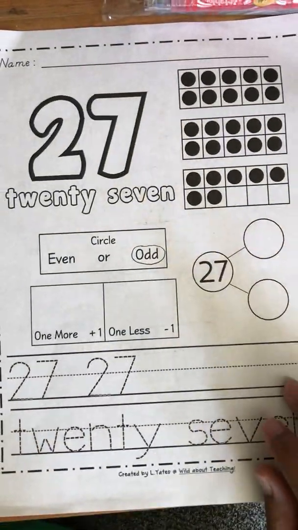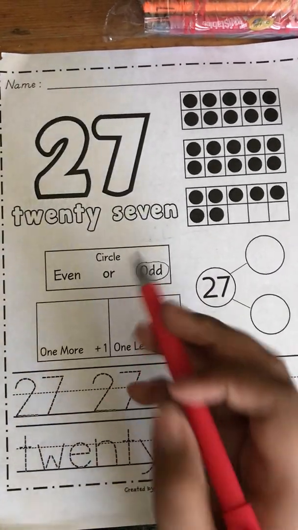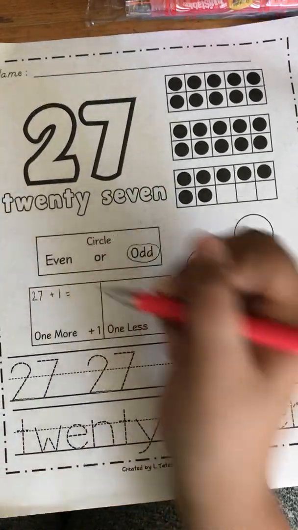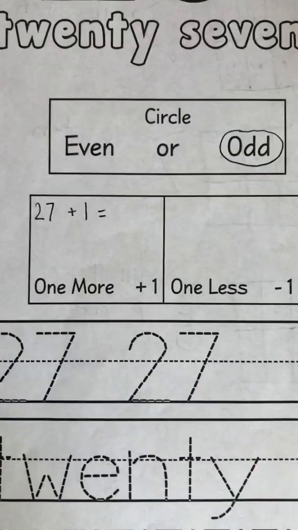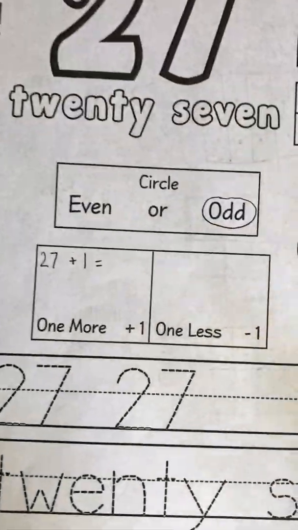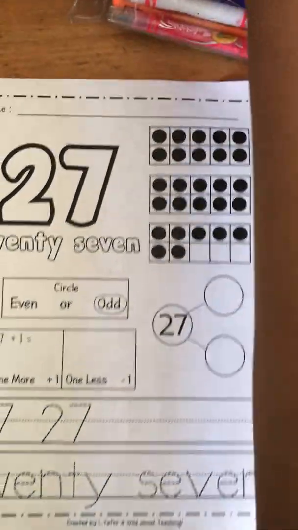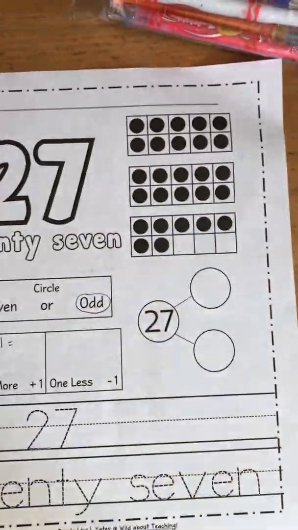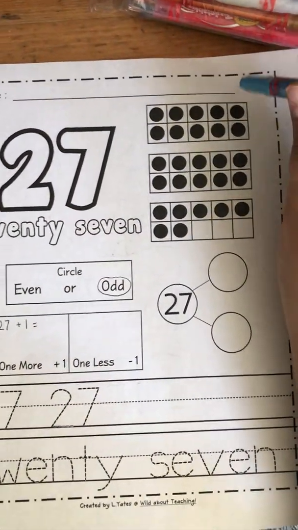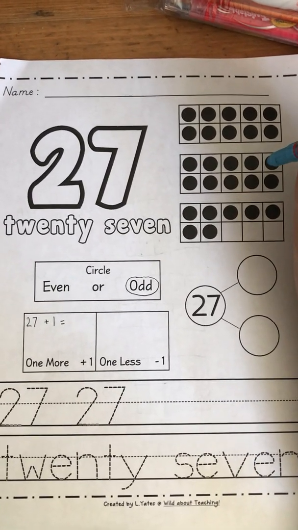Okay, so then we are going to go ahead and move down to one more, so plus 1. So we're going to write really small, 27 plus 1 equals. Okay, so you should have that 27 plus 1 equals. Okay, so we're going to take a different color. So you don't have to do this, you can just watch. So it's telling me that I have 27 dots. So we're gonna look at our 10 frames here. So we have 27 here, and then it wants us to add one more.